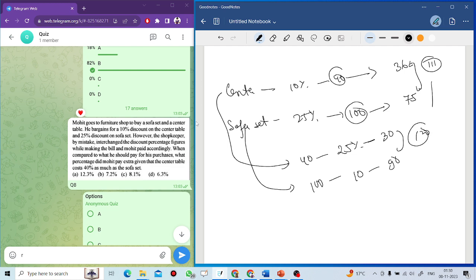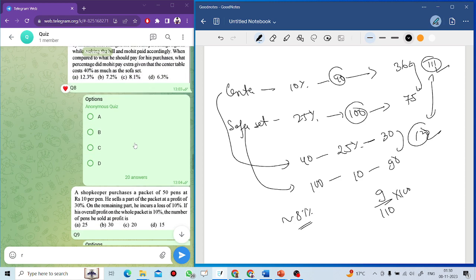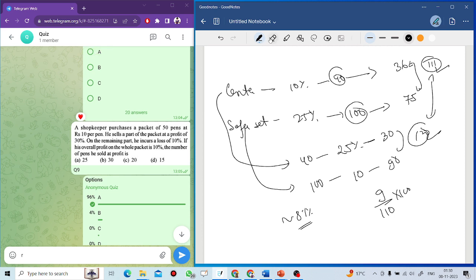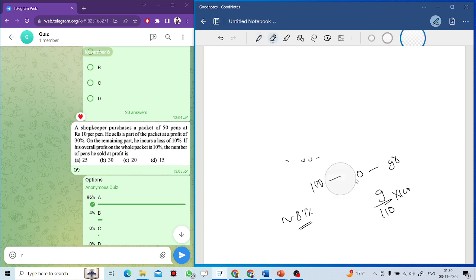Now let us calculate the percentage he has to pay extra. You can see that this is 111, this is 120, so he is paying extra. The difference is 9 by 111 into 100, that's approximately 8.1%. So this is the answer. Coming to question number 8.